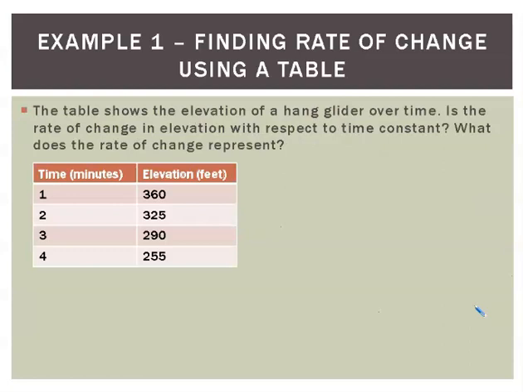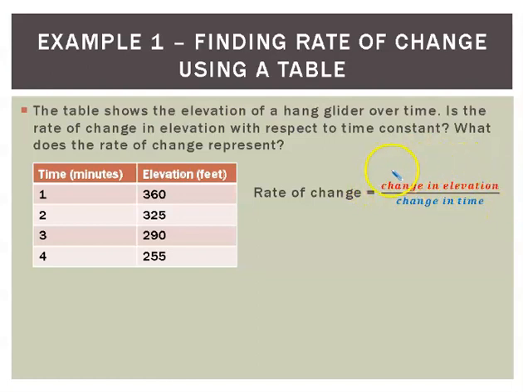So if we have this table and we're trying to find the change in elevation of a hang glider over a period of time, we want to know whether it's constant, and we also want to know what that rate of change is going to represent. So, starting out, let's write our rate of change, and let's also identify what is our independent and our dependent variables.